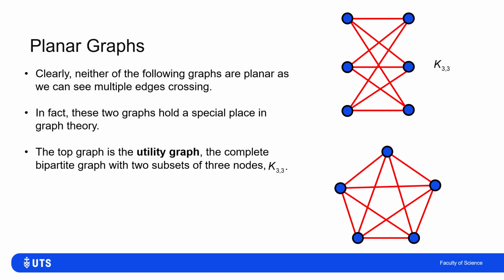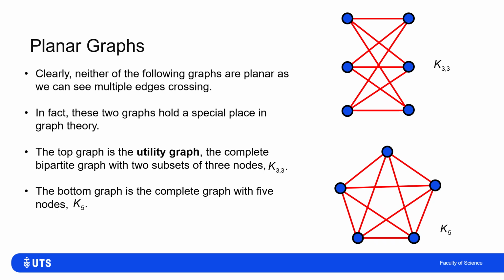The top one sometimes gets called the utility graph, which is the complete bipartite graph, where I have 6 nodes, and it's bipartite because here, as I've drawn it, every node on the left is connected to every node on the right, but none is joined within its own side. None of the left nodes share an edge, none of the right nodes share an edge. The bottom graph is the complete graph with 5 nodes. So sometimes called K5, the complete graph, 5 nodes, and the utility graph is sometimes called K33, a bipartite graph of 2 subsets of 3 nodes.